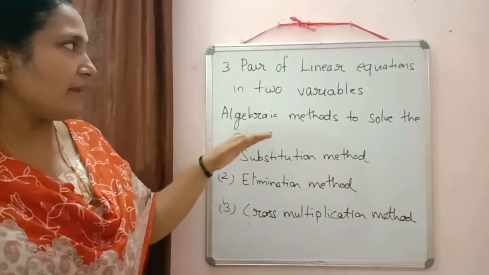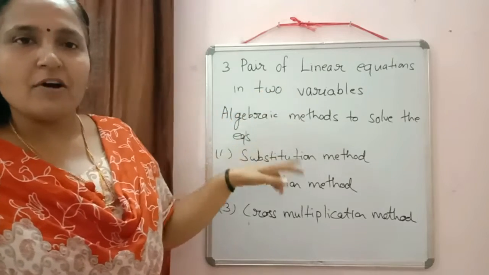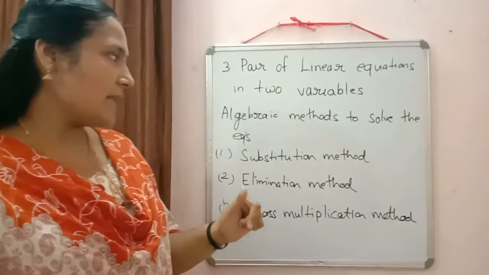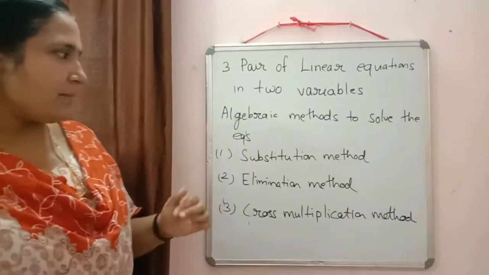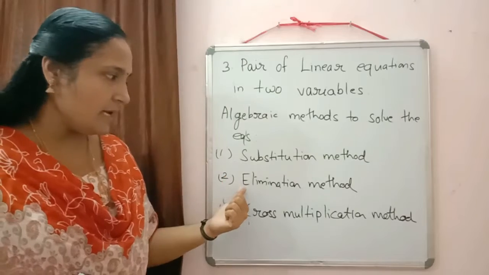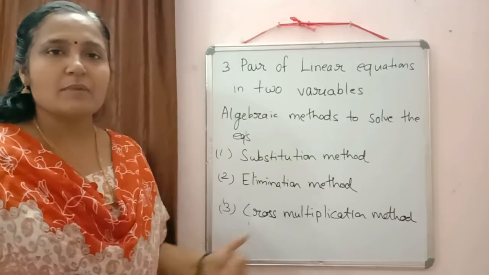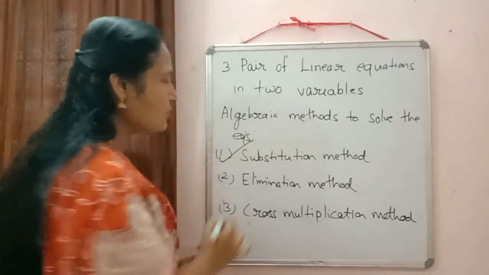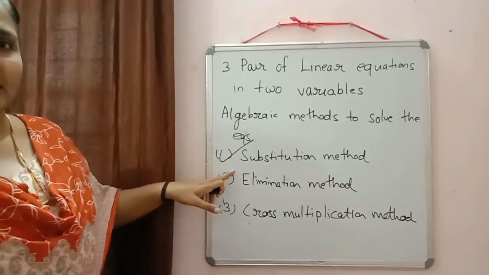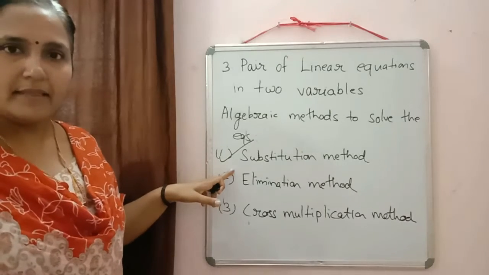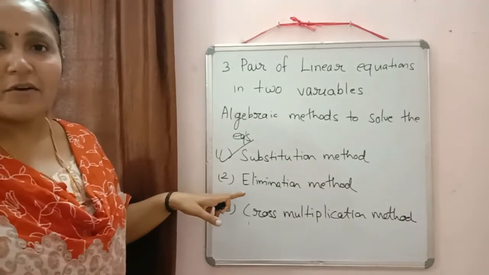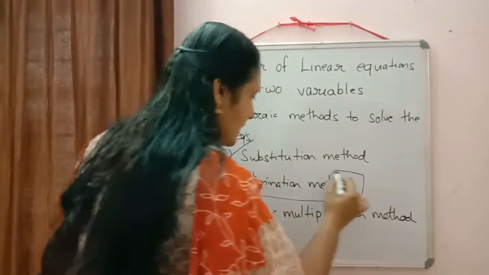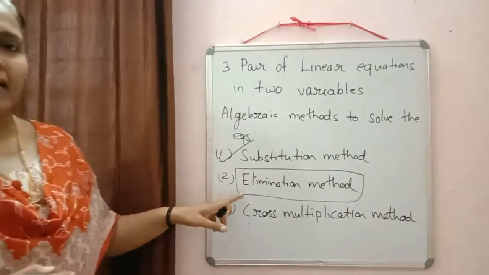Solution meaning we are finding the particular values of x and y which will satisfy both the equations. For that, three methods I told you in the previous class: substitution method, elimination method and cross multiplication method. In the previous class we studied how to solve the pair of linear equations by substitution method. In this class, what are we going to study? Yes, we are going to study how to solve the linear equations by elimination method.